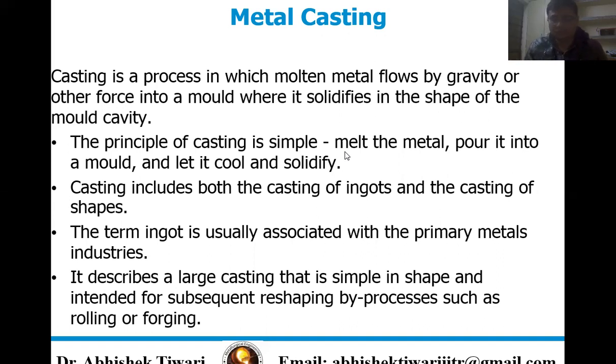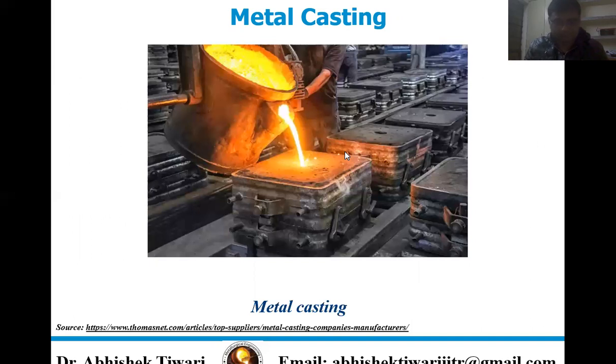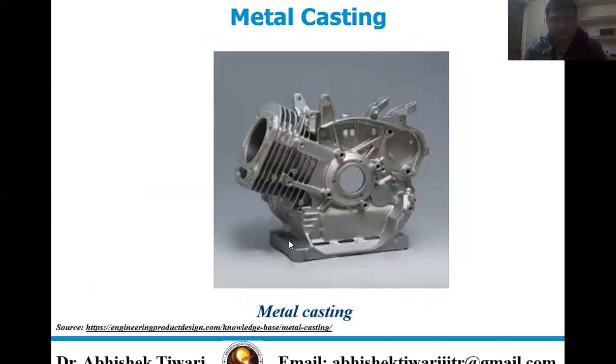rolling or forging. So this is a typical metal casting process in which we are pouring the molten metal in this mold. So this is the metal casting process. So this is the typical metal casting after we have done the metal casting process.